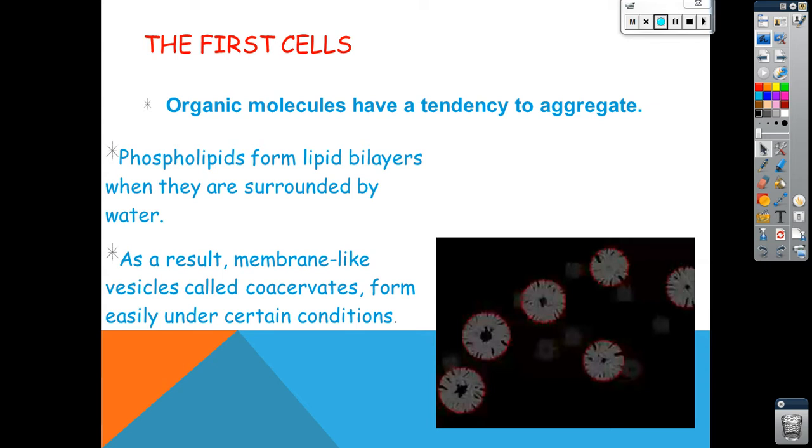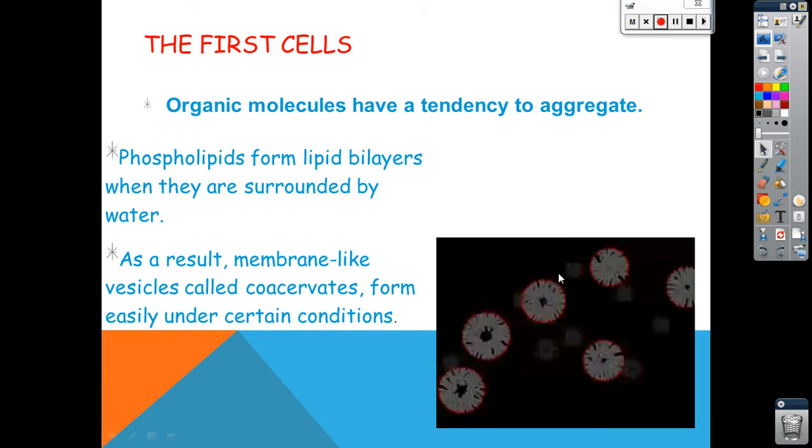The cells basically formed this first lipid bilayer because they were surrounded by water on the outside, and the cell has water on the inside. So you need a head portion of the lipid to face outside, and another head portion to face inside, so that the tails, which are hydrophobic, are not exposed to direct contact with water. As a result, a membrane-like vesicle starts to form. We call those coacervates, and they form easily under certain conditions.